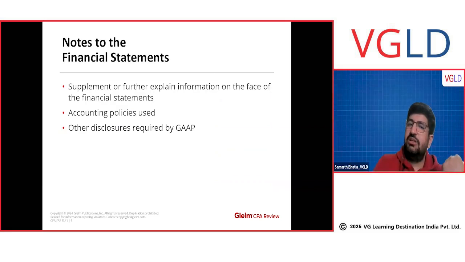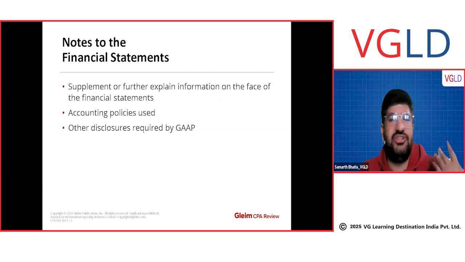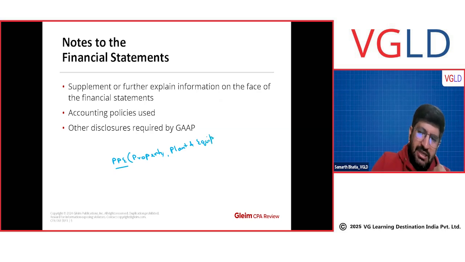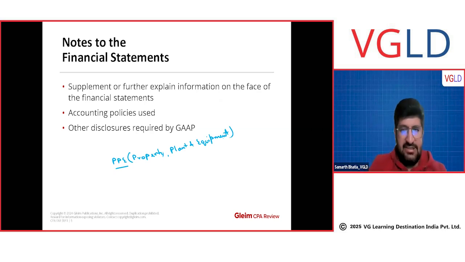Then we are talking about the notes to the financial statements. On the face of the financial statement, we never show the explanation of any item. Just like on the face of the balance sheet, I show the PPE, property, plant, and equipment. And in the property, plant, and equipment, there can be even 10 assets or 20 assets, mainly machinery, property, land, a lot of assets the company has.